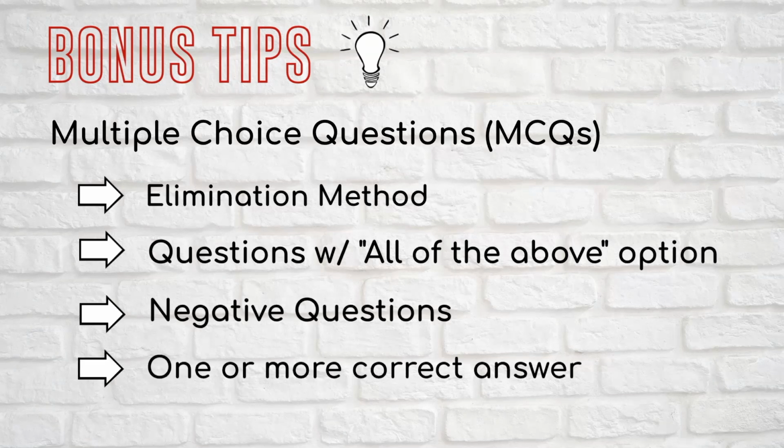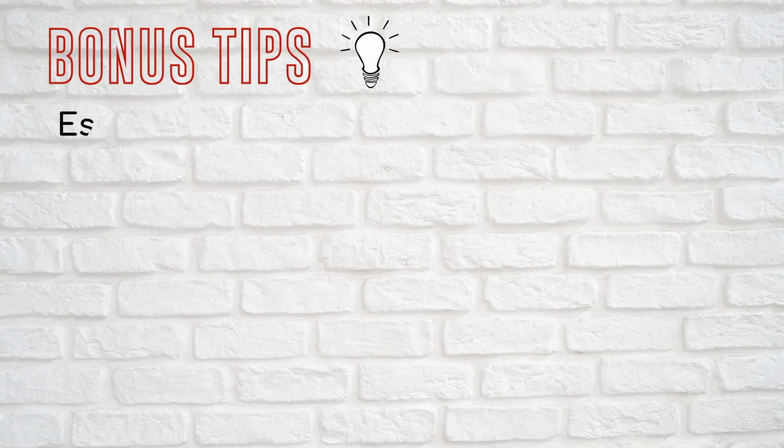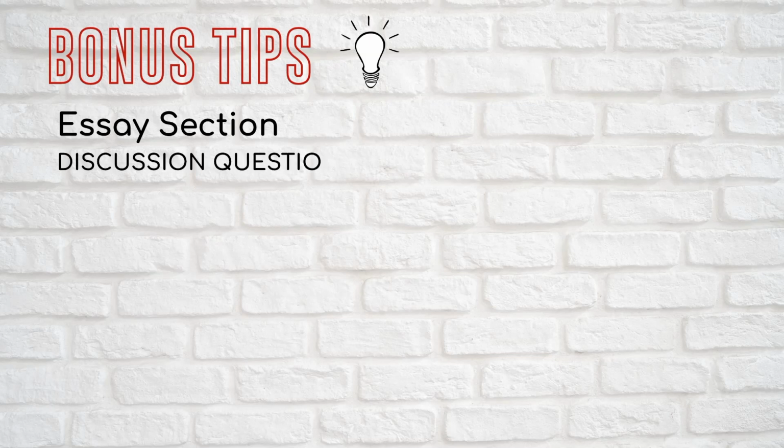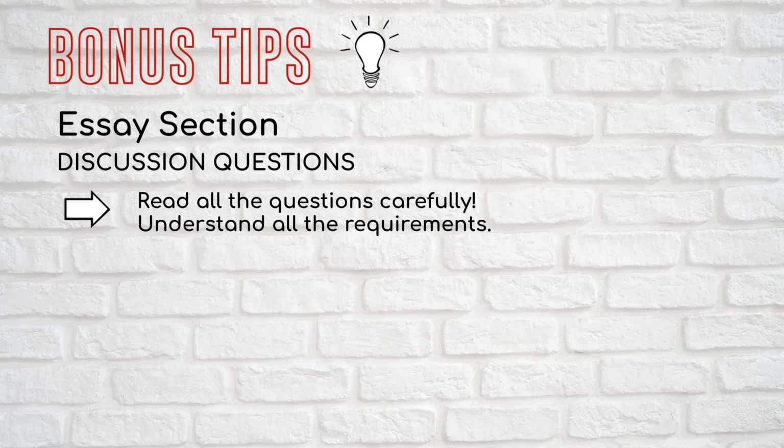My last tip relates to questions which require one or more correct answers from the options provided. So for this type of question, you need to analyze each option in order to determine the correct combination of correct answers. Now I'm gonna give the bonus tips for the essay section. As previously mentioned, answers to the essay section can be in a form of a discussion or a calculation. So for the essay section, first you need to read all questions carefully. You need to understand all the requirements and determine what is being asked.